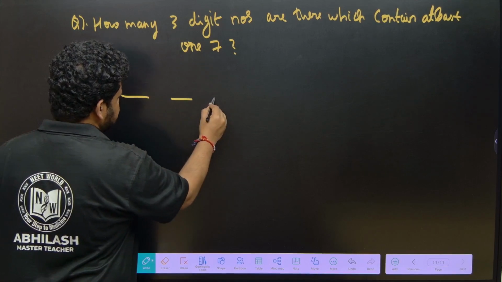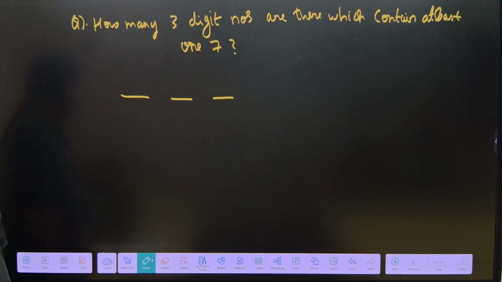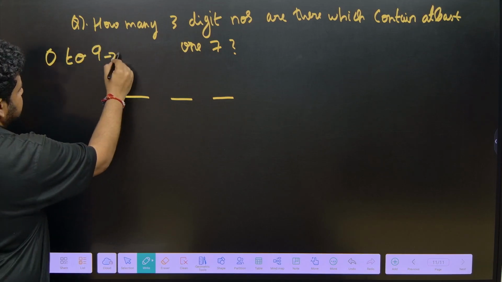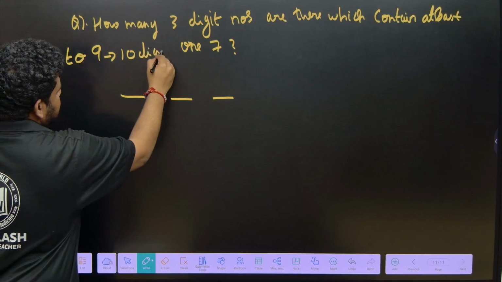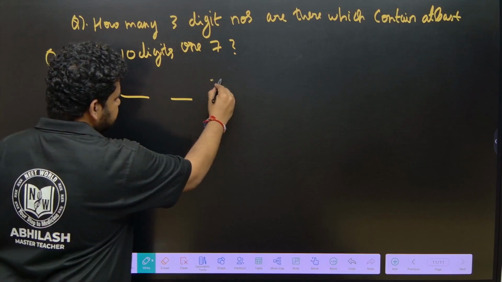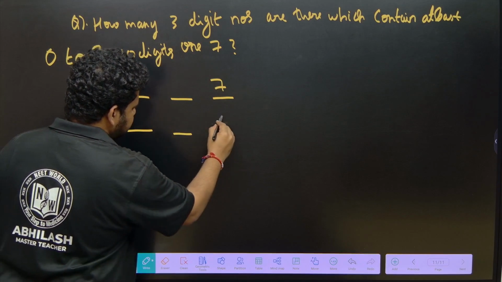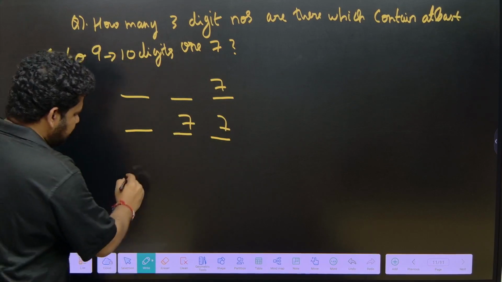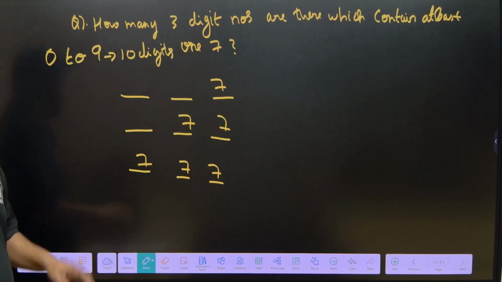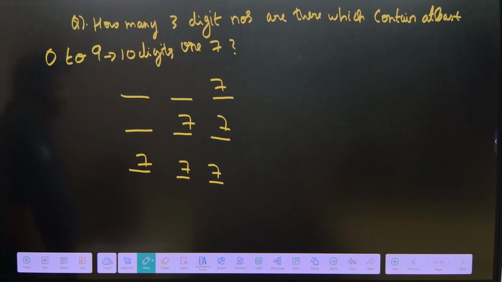There are 2 ways to solve this question. Observe here carefully. What are the digits? 0 to 9, there are 10 digits. So the first way: at least 1 seven means it can be 7 here, and 7 and 7 here, and it can be 7 7 7. You can solve it this way, but this is time consuming, especially if there are 5 digit numbers, 6 digit numbers and so on.